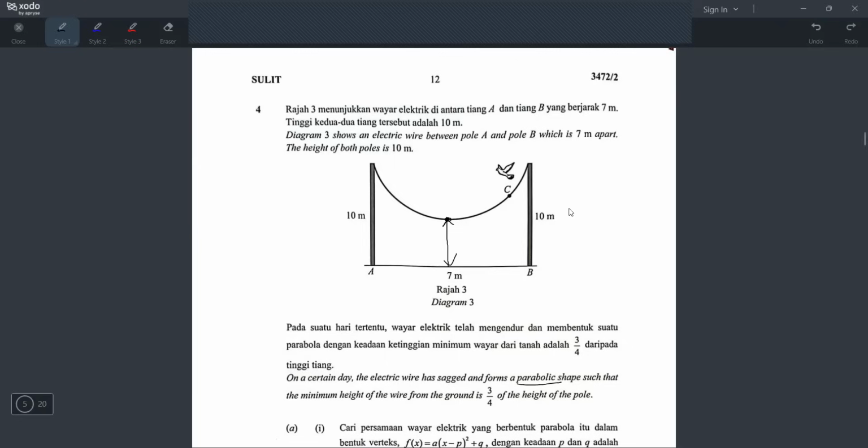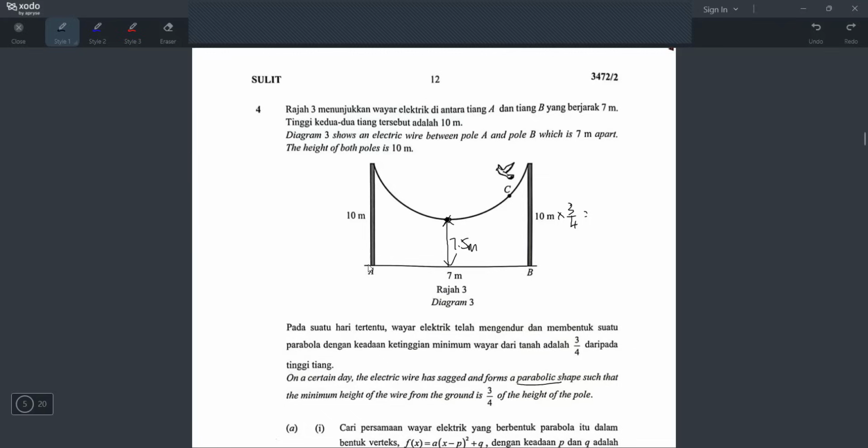So let's take 3 over 4 times 10. What do I get? Let's press 10 times 3 divided by 4. It will be 7.5, right? And since this one is in meter, this height must be in meter also, right? It means I actually know the y coordinate of this point. It's 7.5, right? Because if the height here, okay, wait, we cannot assume, right? Unless we know A is the origin, right?